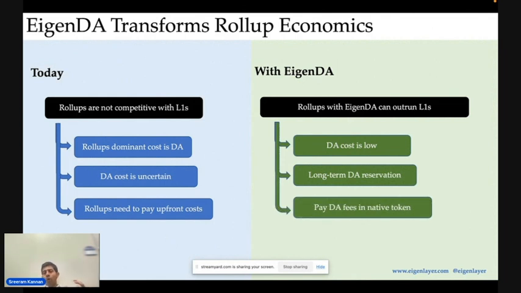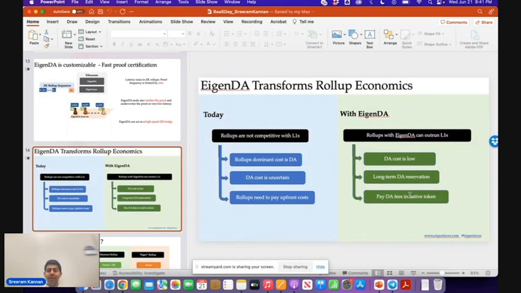Finally, we allow rollups, when they're doing long-term DA reservation, to pay fees in their own native token. What this means is a rollup may come and say, hey, I want to bootstrap my system and I want to give Ethereum stakers 5% or whatever of my token economy as DA fees for the first year, and that also helps me bootstrap the rollup. This is something that you can actually do on EigenDA.